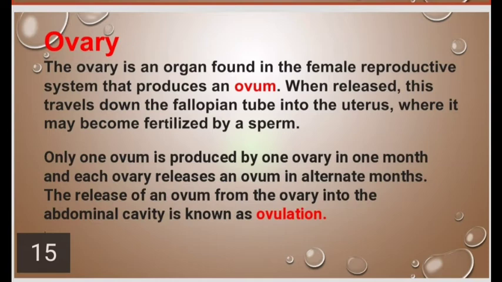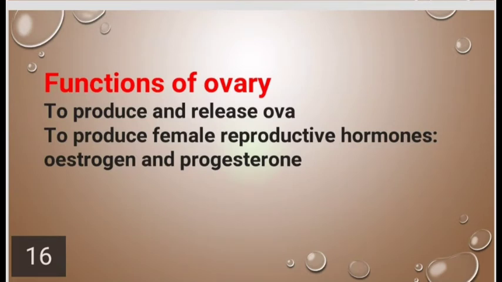Only one ovum is produced by one ovary in 1 month, and each ovary releases an ovum in alternate months. The release of an ovum from the ovary into the abdominal cavity is known as ovulation. Functions of the ovary: to produce and release ova, and to produce female reproductive hormones, that is estrogen and progesterone.